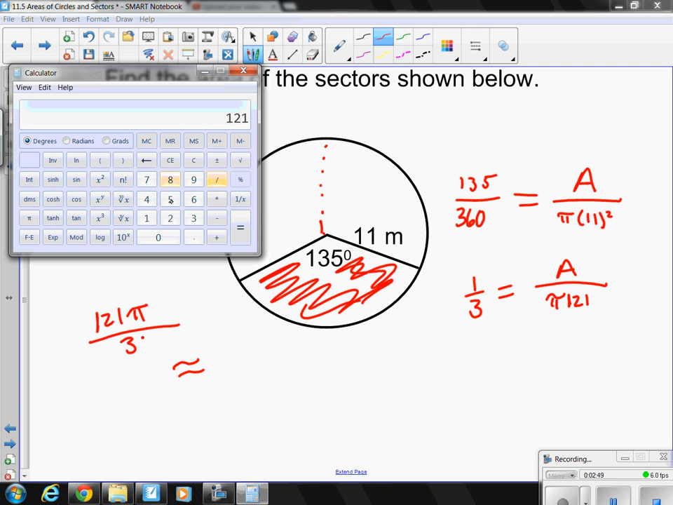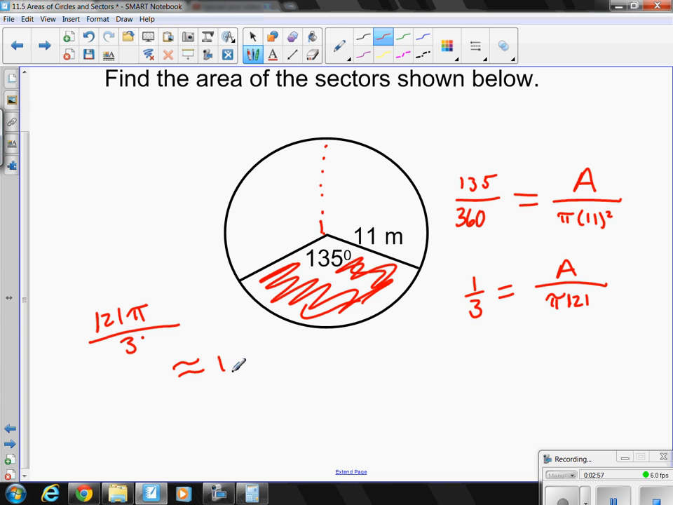121 times pi divided by 3 is approximately 126.7 meters squared. Now make sure you're using the appropriate units.